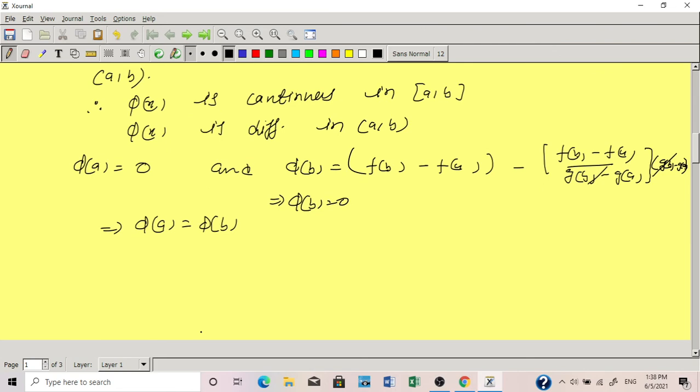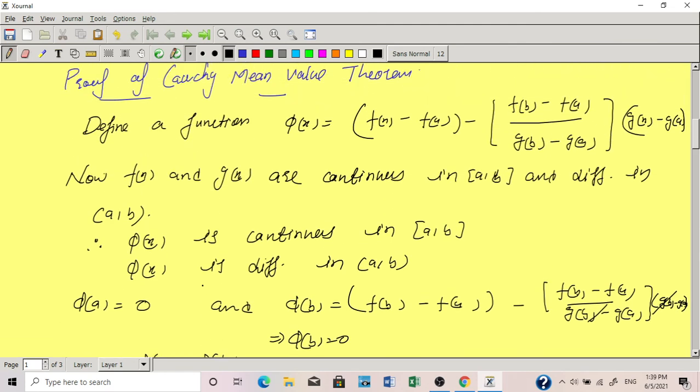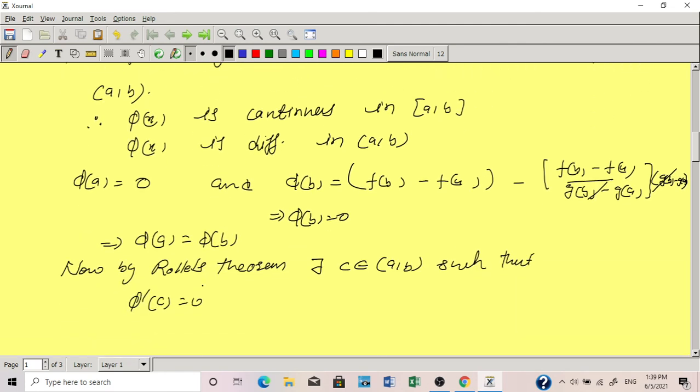Therefore by Rolle's theorem, there exists c belongs to open interval AB such that derivative phi at c is equal to 0. So this means that derivative phi is f dash c minus f of a, means that is 0.